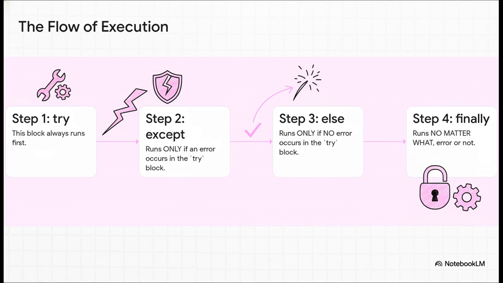But what if everything works perfectly? That's when the else block gets its moment to shine. That's your success code. And finally, that's the one part that is absolutely, positively guaranteed to run at the end, no matter what happened before it.